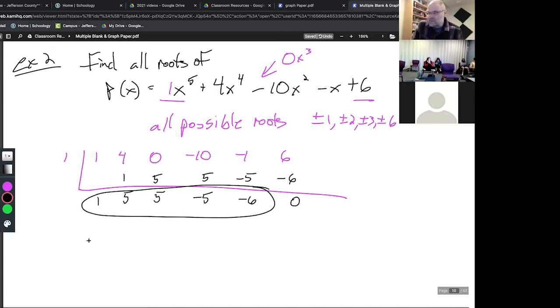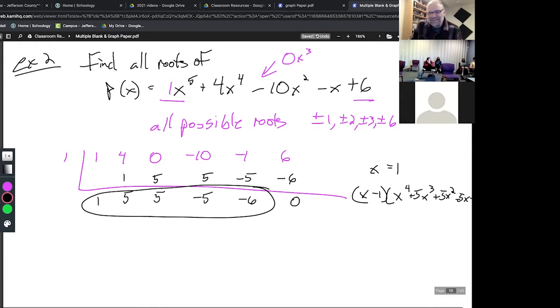So basically, here's what we got. We know that 1 is a root, so we can just say x equals 1. If I were factoring this, it would look like this, but if you're just using synthetic division, you don't have to factor it. So this is x to the 4th plus 5x cubed plus 5x squared minus 5x minus 6. That's what it would look like if we were factoring.